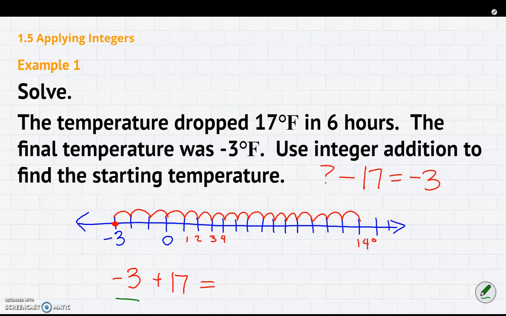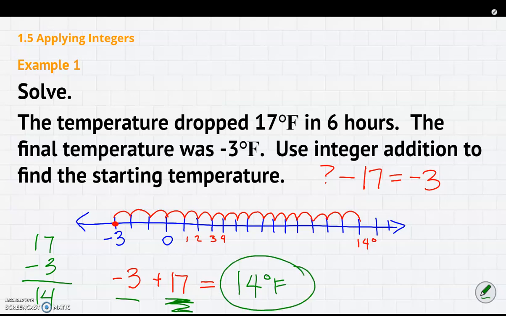Now they have different signs, and if you look in your booklet, your addition rules say you're going to subtract them if they have different signs. And 17 minus 3 is 14. And then it does say use the sign of the bigger number. Well, the bigger number is 17, and that's positive. So final answer, 14 degrees Fahrenheit. So it was 14 degrees, it dropped 17 degrees in temp, and it ended up at -3.